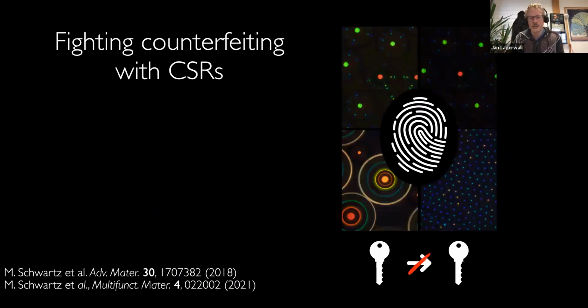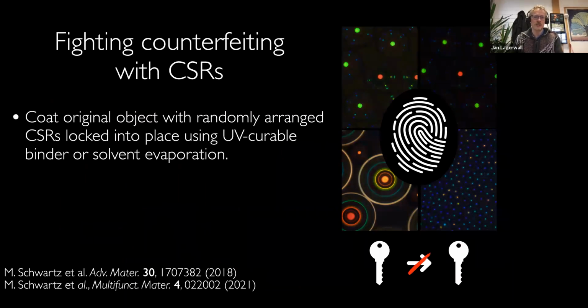And how do we then do something about this? Well, what we are working on now is really to make these coatings on the object that should be protected. And the important point is that it's a random arrangement of these CSRs. And because it's in a liquid, but not just any liquid, it's in a UV curable binder. So you shine UV light on it and it turns from a liquid to a solid, and it goes very quickly.